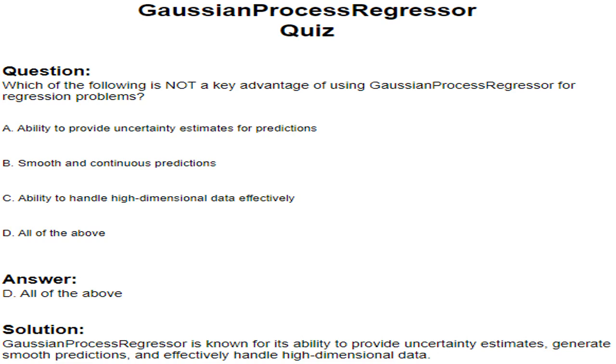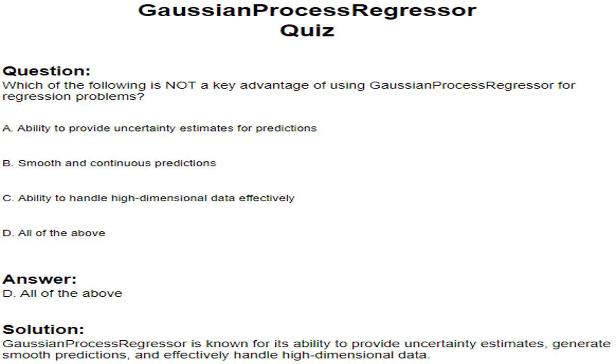Kernel function. Gaussian process regression can effectively handle high-dimensional data. While the computational cost can increase with higher dimensionality, it can still provide reasonable predictions. All of the above statements are true. Gaussian process regression provides uncertainty estimates, produces smooth predictions, and can handle high-dimensional data effectively. Hence, there is no disadvantage mentioned in the question.